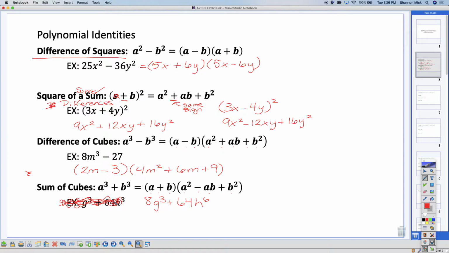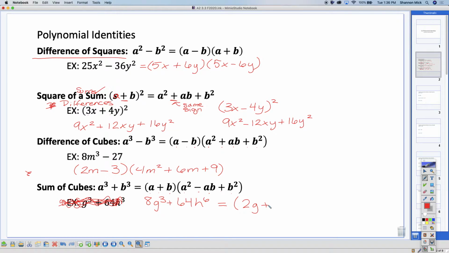Okay, so the rule says cube root of the first. So what do I get when I take the cube root of 8G cubed? 2G. Same sign, right? Yes.